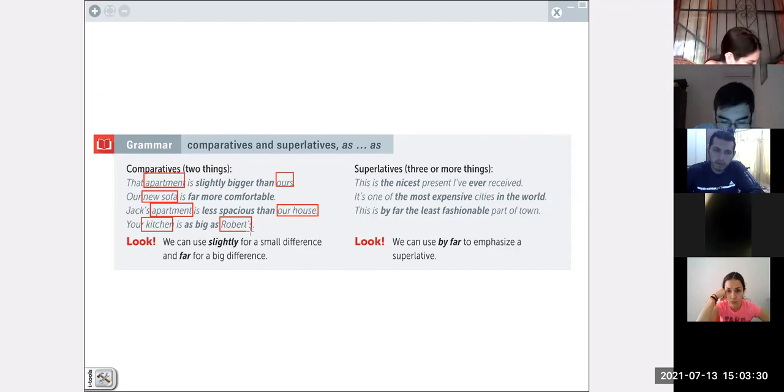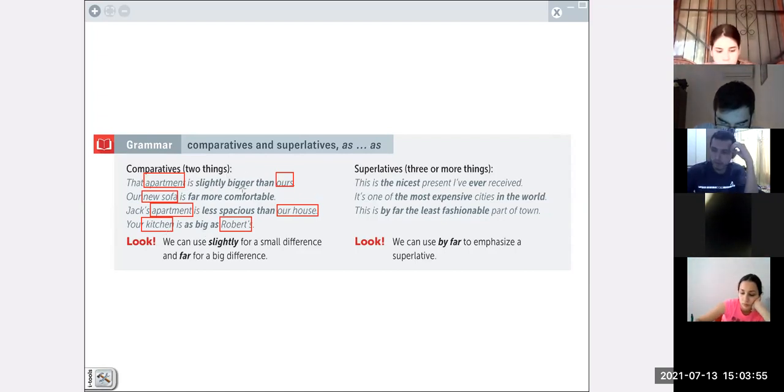So what are we comparing here? In the first sentence, we are comparing that apartment with our apartment, right? In the second sentence, we are comparing the new sofa with the old sofa. In sentence number 3, we are comparing Jack's apartment with our house. And in the last sentence, we are comparing your kitchen with Robert's kitchen.